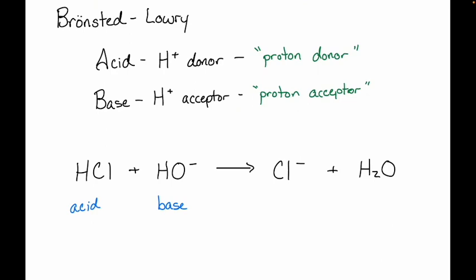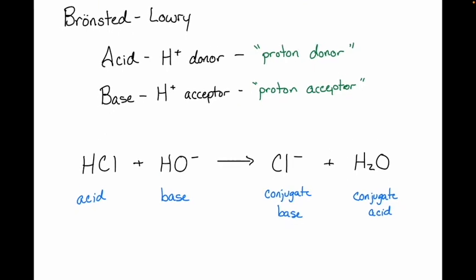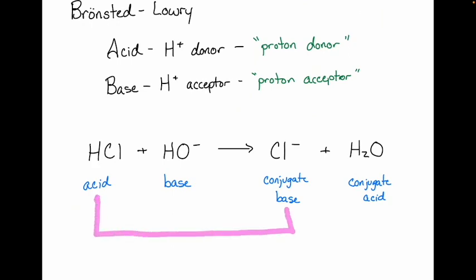We have fancy names for the products here. My acid, when it loses its proton, becomes the conjugate base. When my base accepts the proton, it becomes the conjugate acid. So again, my acid becomes my conjugate base, and my base becomes my conjugate acid.